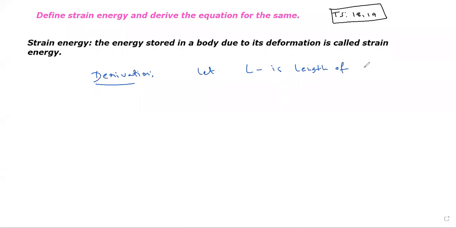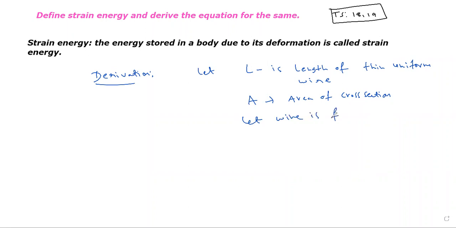Capital L is the length of the uniform wire, and capital A is the area of cross section. Let the wire be fixed at one end.